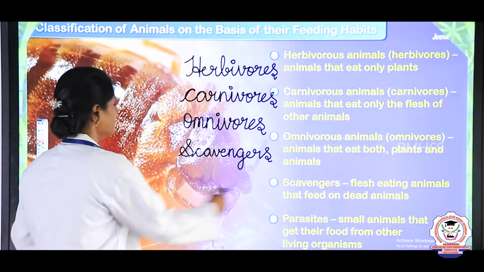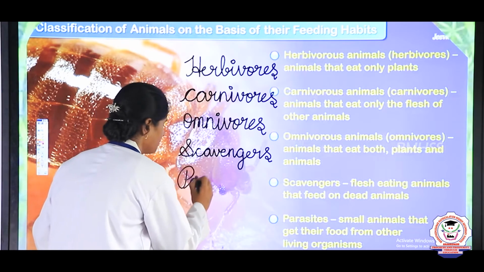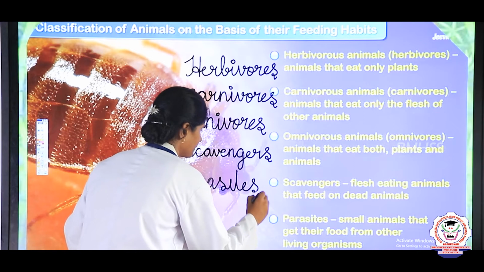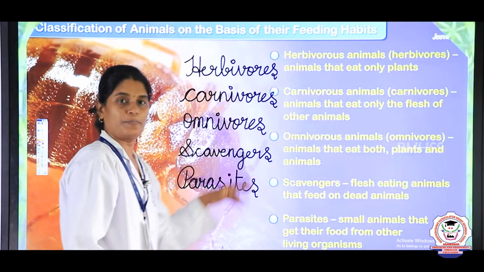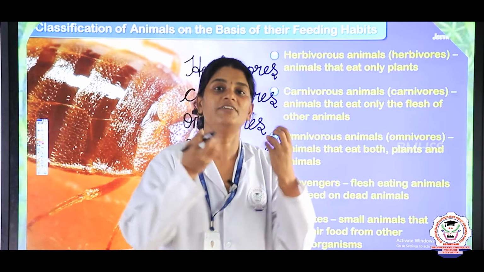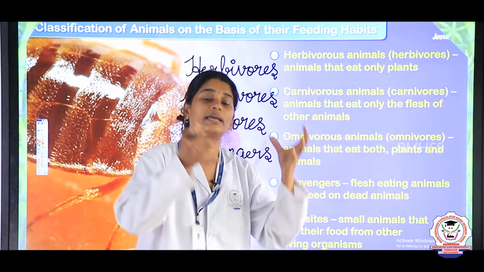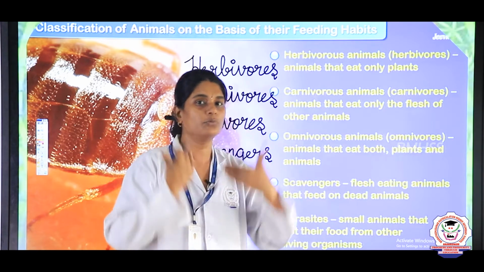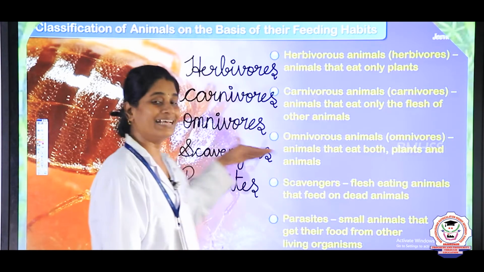And the next one, parasites. Parasites take the blood or the food from the living organism, and they live on it. So those animals are called parasites.